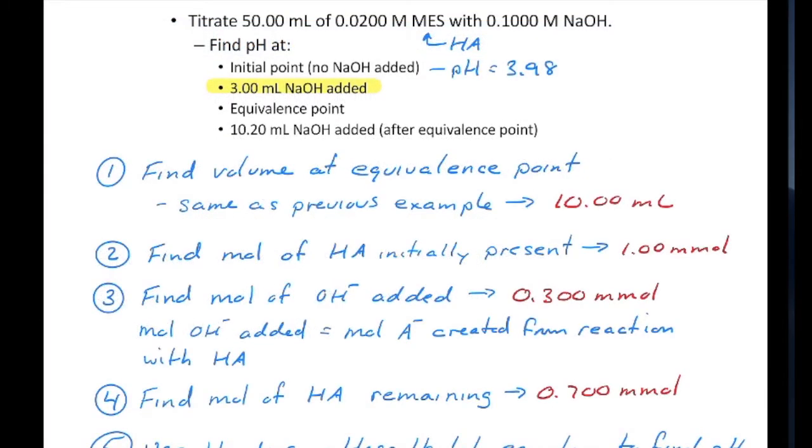So let's just quickly go through the solution. I'm going to call the MES HA because it's just a weak acid. It makes it a little bit easier to follow. So first we're going to find the volume at the equivalence point, and this is the same calculation that we did in the strong acid, strong base titration curve.